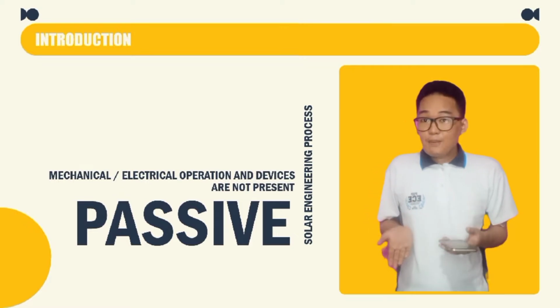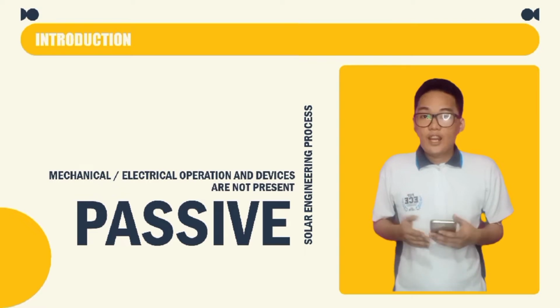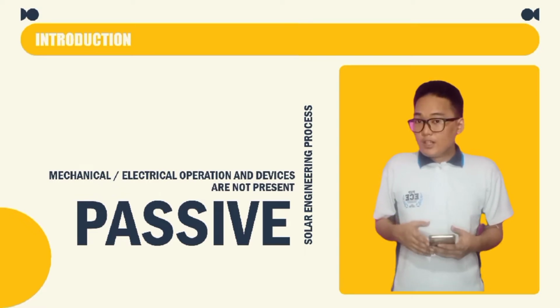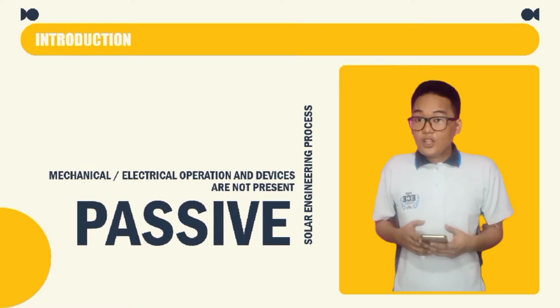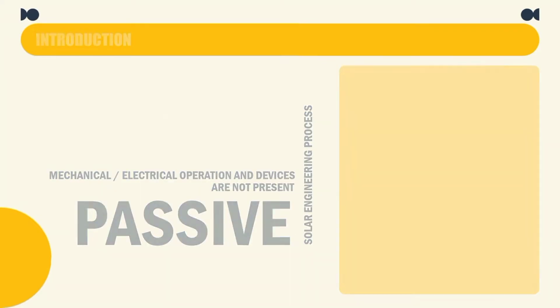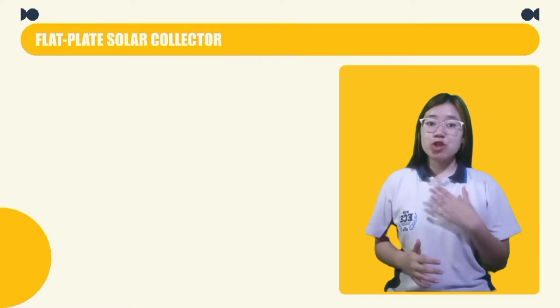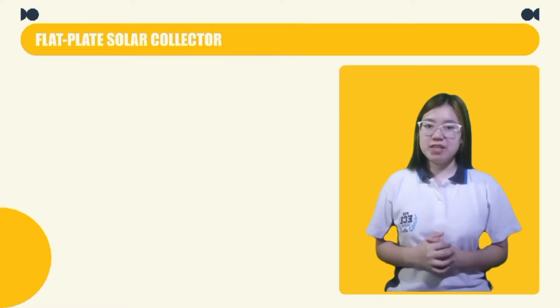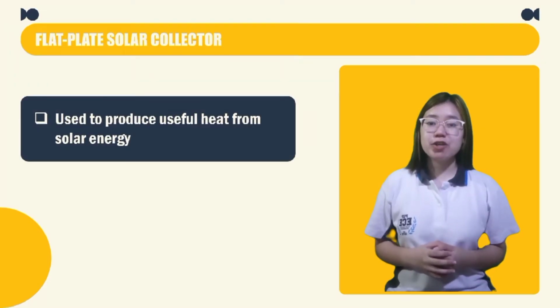As we dive deeper into the discussion, it is important to note that when we're talking about solar energy applications, we're usually talking about the special devices that are used to capture solar energy to produce useful energy. Now we are going to explore the flat plate solar collector, which I believe most of us are already familiar with. As the name implies, it is used to produce useful heat from solar energy.